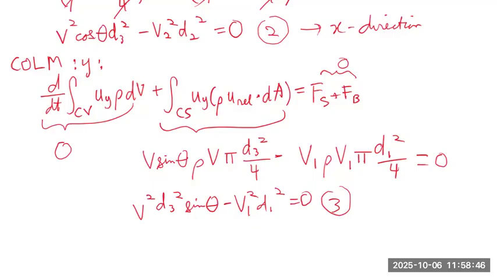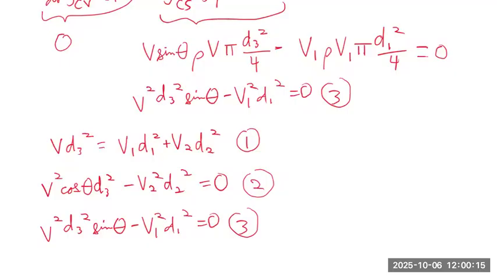So we have 3 independent equations and 3 unknowns. The 3 unknowns are V3, D3, and theta. So we have to solve the system of equations now. Let's line up these equations all together. So these are the 3 independent equations. We can solve for theta by dividing equation 3 by equation 2.